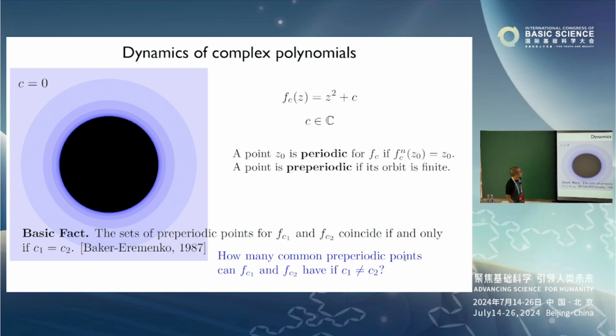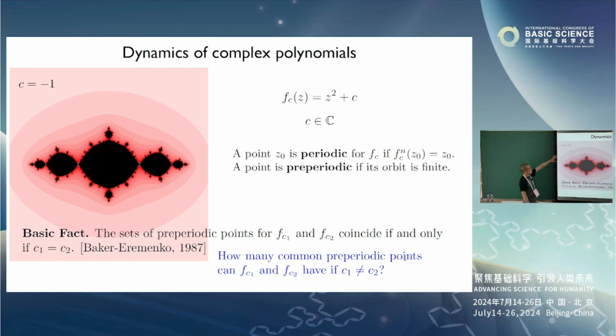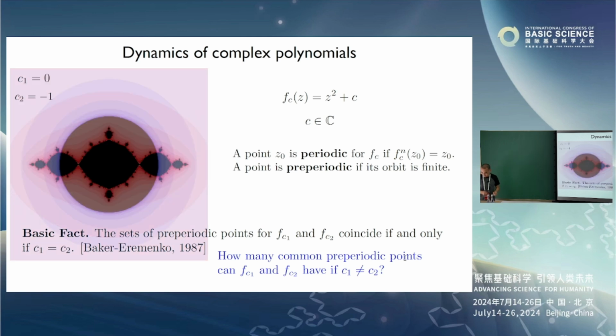For example, this one is c equal to 0. You know the set of preperiodic points is the roots of unity and 0 and infinity, right? And also for c equal to -1, because this is the filled Julia set, the boundary is the Julia set, and the set of preperiodic points is dense in the Julia set. So you know there are lots of them. For the filled Julia set, or for the Julia set, you see there is lots of overlap, right? The intersection of the Julia sets cannot determine the dynamics.